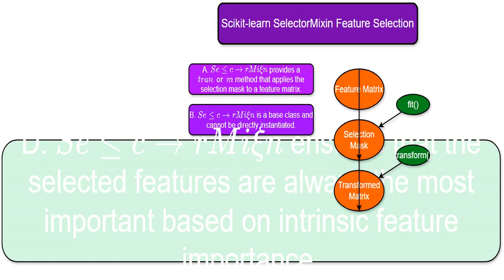This is false. SelectorMixin just provides the framework. The actual definition of importance depends on the specific feature selection algorithm you choose.